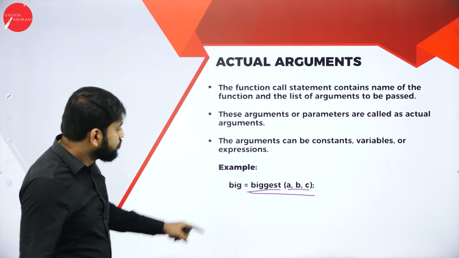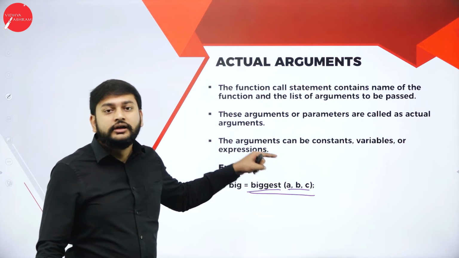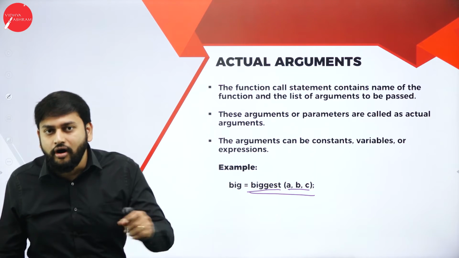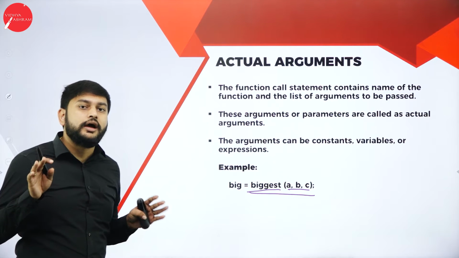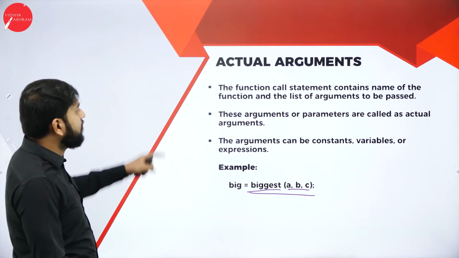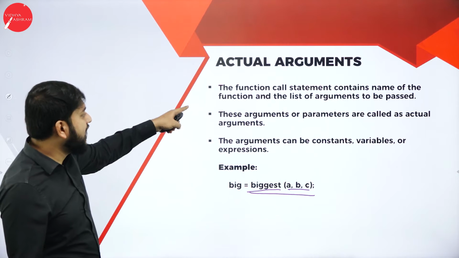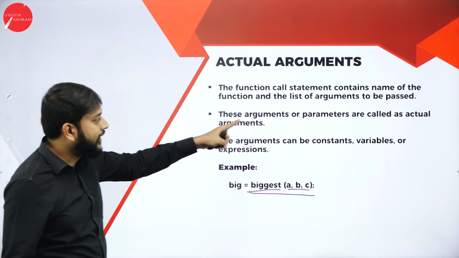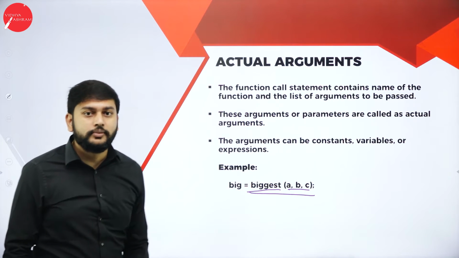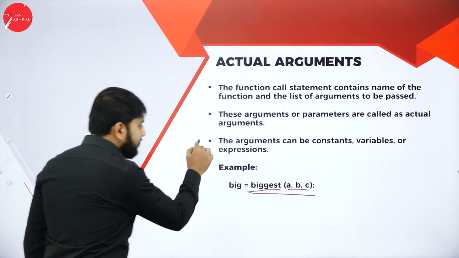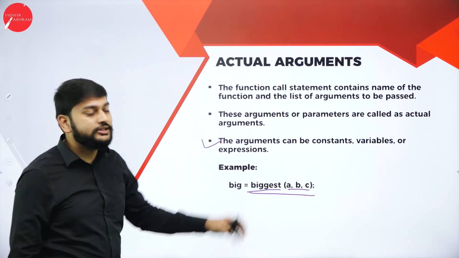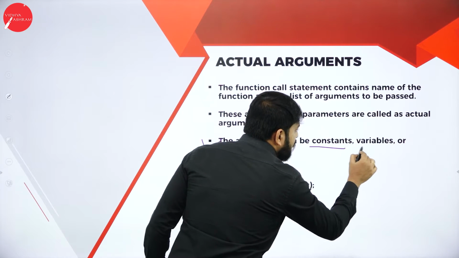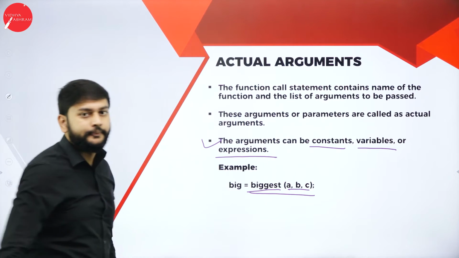Whatever you have inside the function call, that is what I will call the actual arguments. The function call statement contains the name of the function and the list of arguments to be passed. These arguments or parameters are also called actual arguments. Very important point here: actual arguments can be constant, variable or expression.